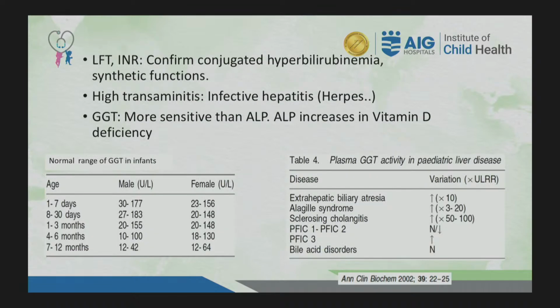LFT and INR confirm the conjugated hyperbilirubinemia and synthetic function. High transaminitis may be indicative of infective hepatitis. GGT is more specific than alkaline phosphatase because alkaline phosphatase increases in vitamin D deficiency. High GGT indicates biliary tract involvement. These are the normal values of GGT in infants according to age. In Alagille syndrome and sclerosing cholangitis, usually GGT is markedly elevated.